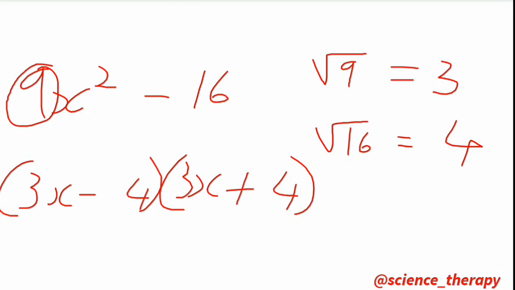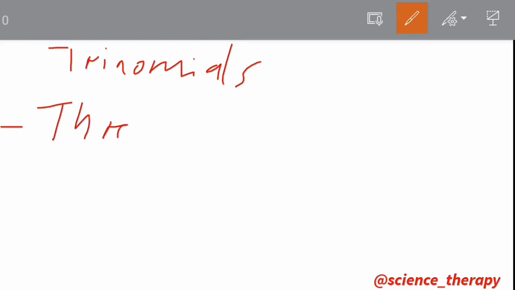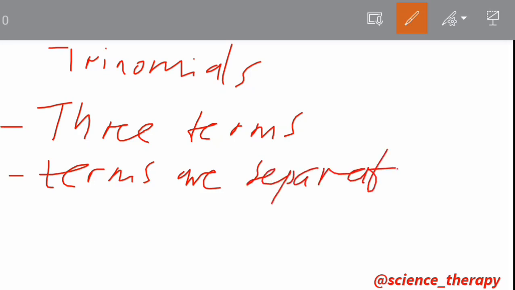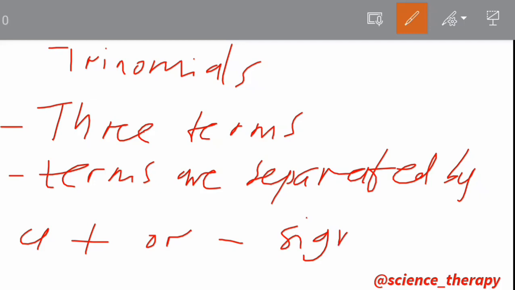Let's now look at trinomials. Now you will note that trinomials always have 3 terms. And the terms are separated by a plus or minus sign. Right. So the 3 terms, and the terms are separated by a plus or minus sign.